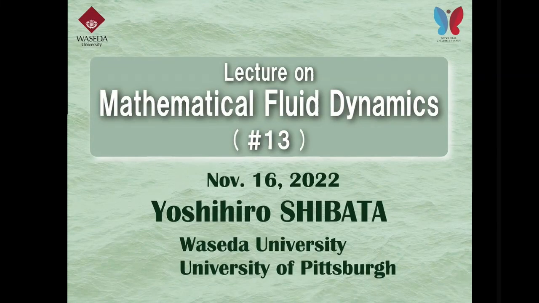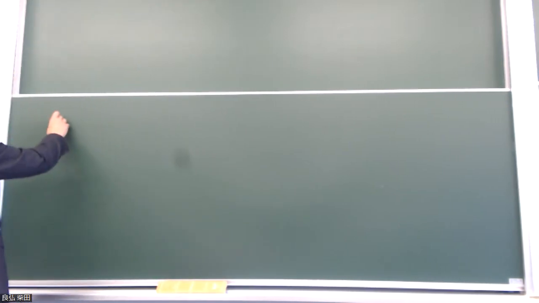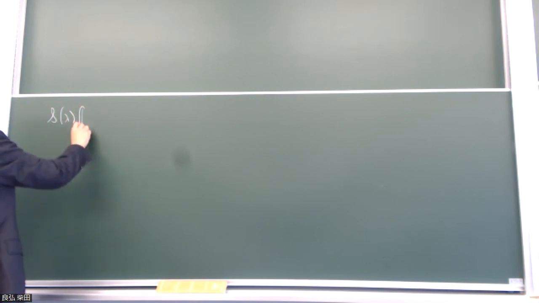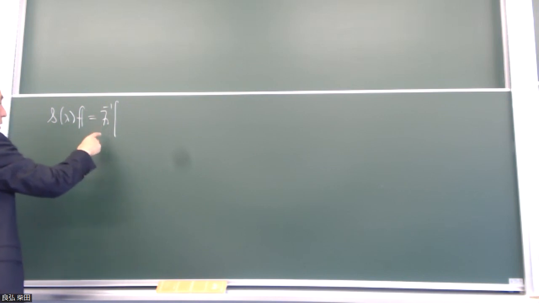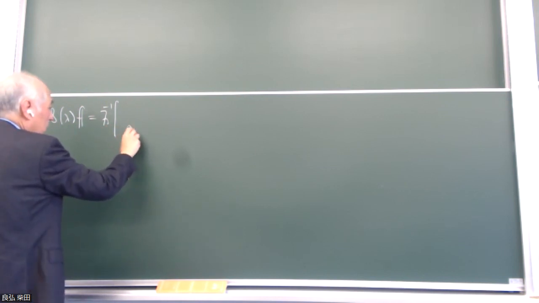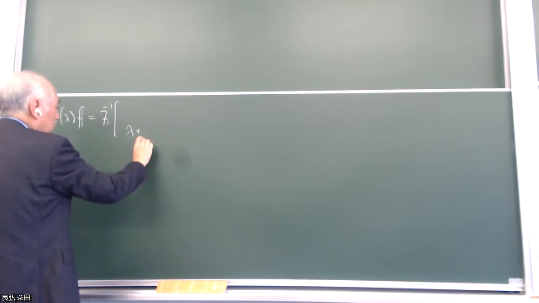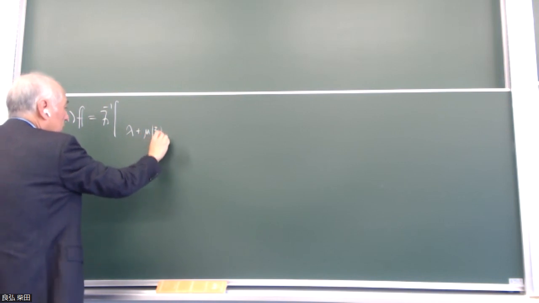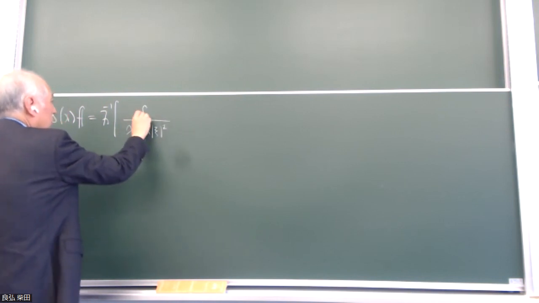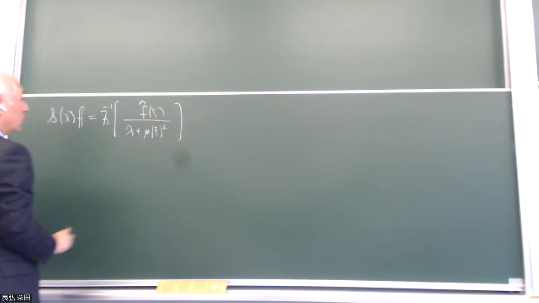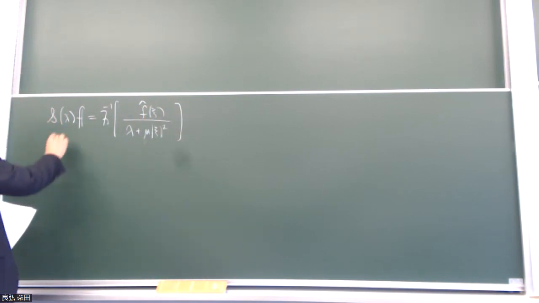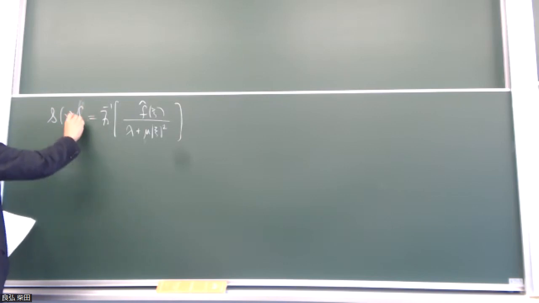Okay, so let's start. Last time, I just want to define this operator, the inverse of mu x of this framework. This is a definition of F.